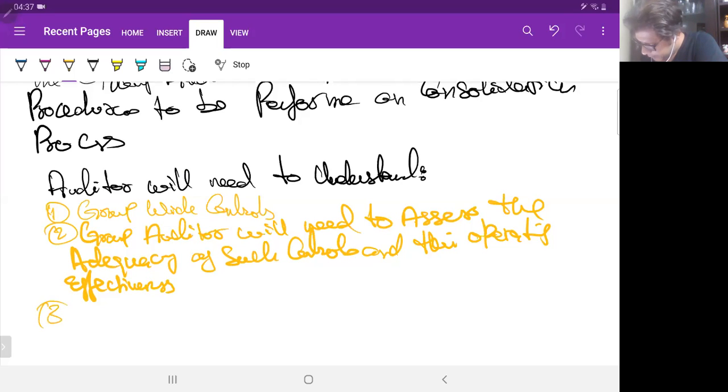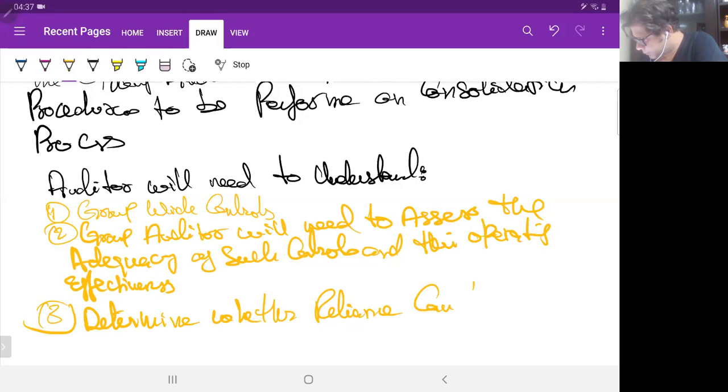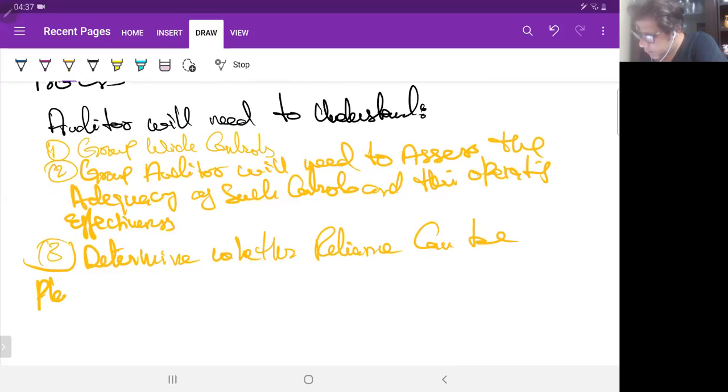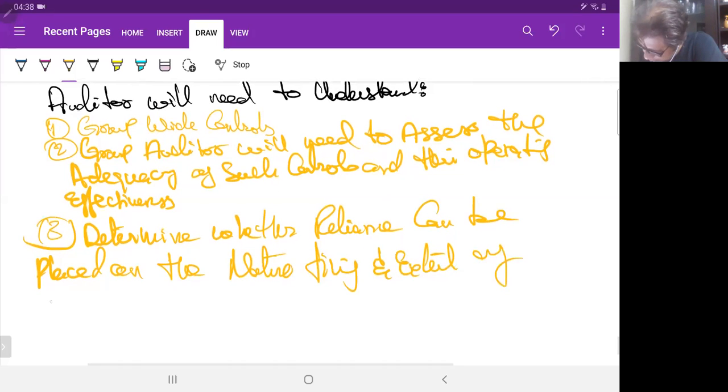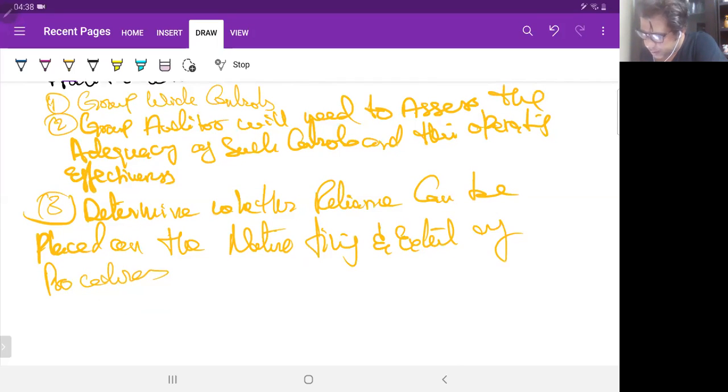So we determine whether reliance can be placed on the nature, timing, and extent of procedures on the consolidation.